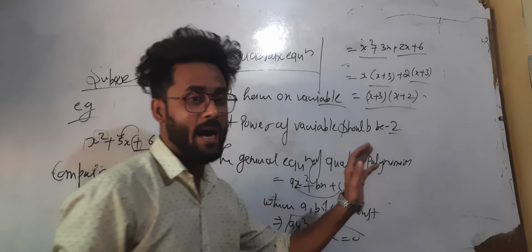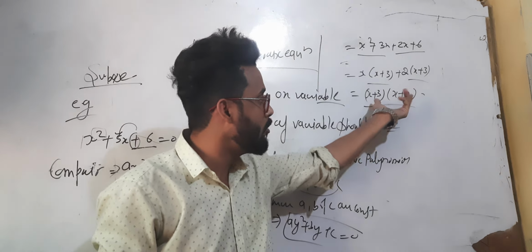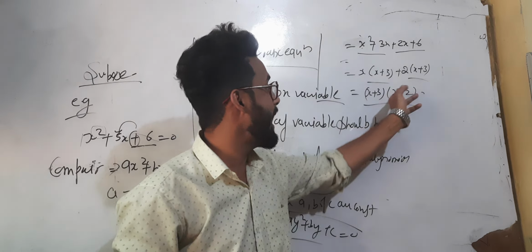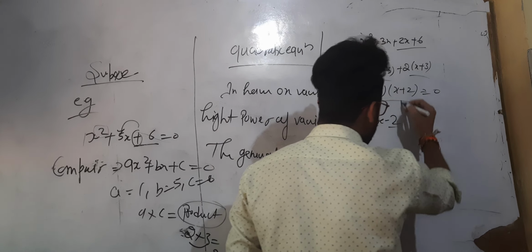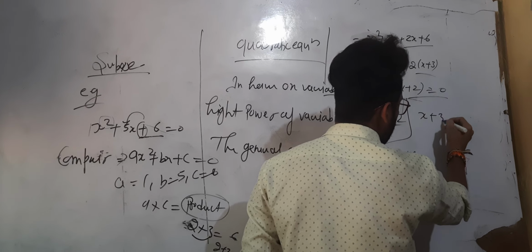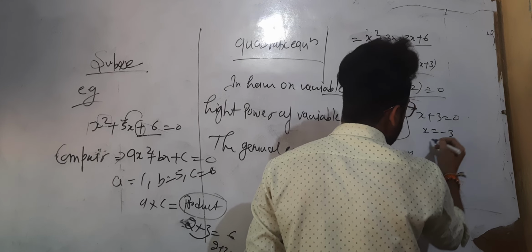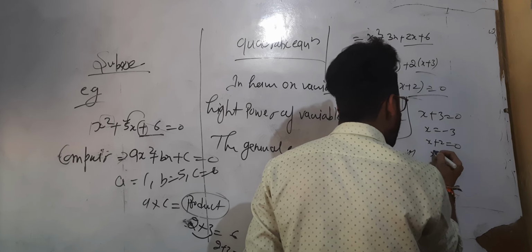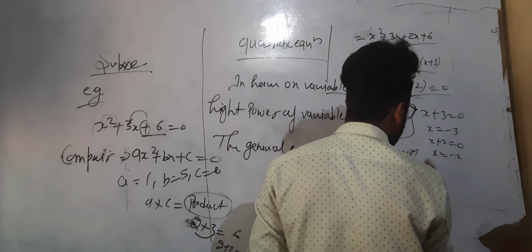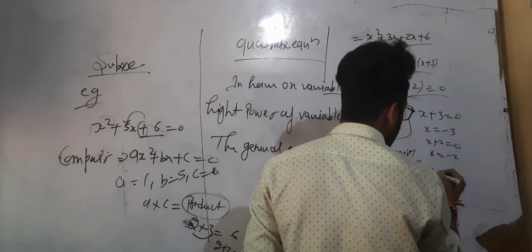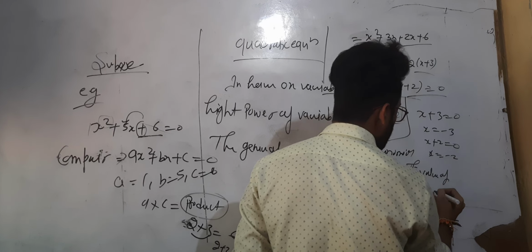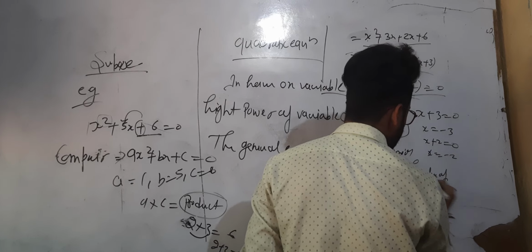So x has two values. Now x plus 3 is equal to 0, so x is equal to minus 3, and x plus 2 is equal to 0, so x is equal to minus 2. The values of x are minus 2 and minus 3.